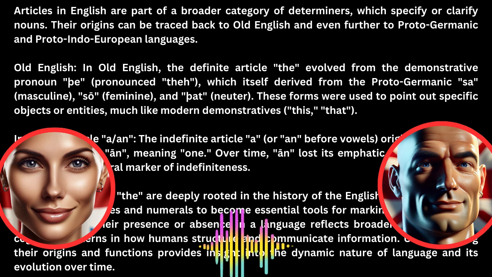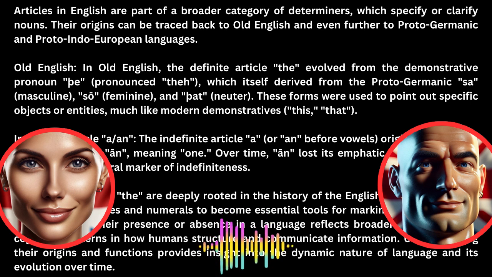Yeah. It directs our attention to something specific that we've already established in the conversation or that's unique in some way. And what about a or an? What kind of signal are they sending? When we use a or an, we're introducing something new into the conversation. It's like saying, here's a piece of information that I want to share with you.